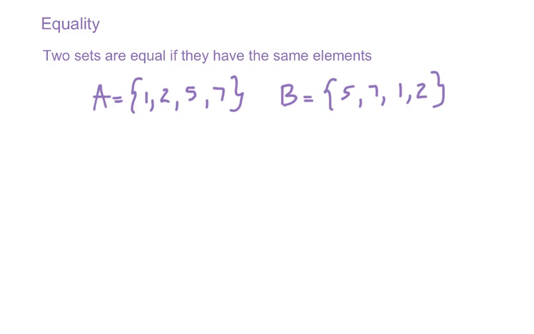It doesn't matter that the numbers are not in consecutive order. A contains the numbers 1, 2, 5, and 7, and B also includes the elements 1, 2, 5, and 7. So therefore, since sets A and B have the same elements, it must be that set A is equal to B.